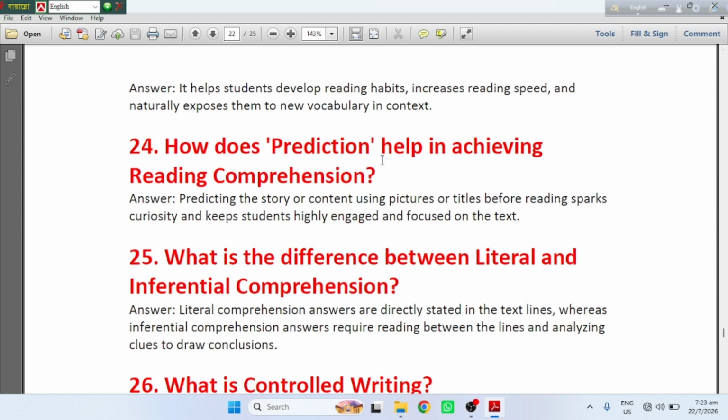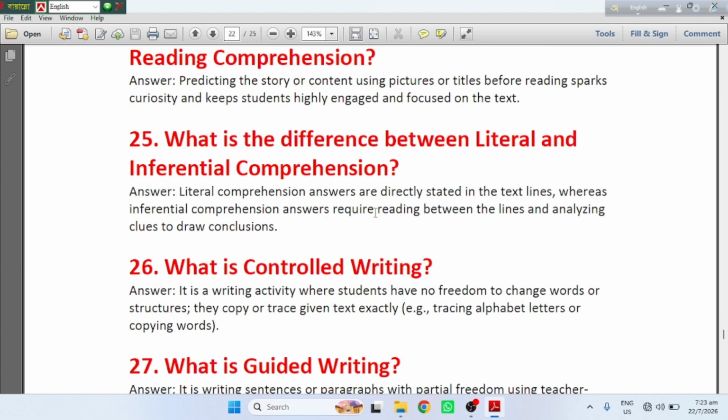How does prediction help in achieving reading comprehension? Predicting the story or content using pictures or titles before reading sparks curiosity and keeps students highly engaged and focused on the text. What is the difference between literal and inferential comprehension?